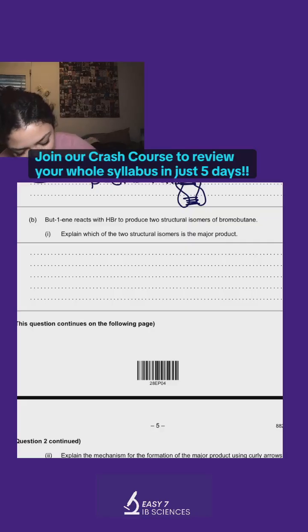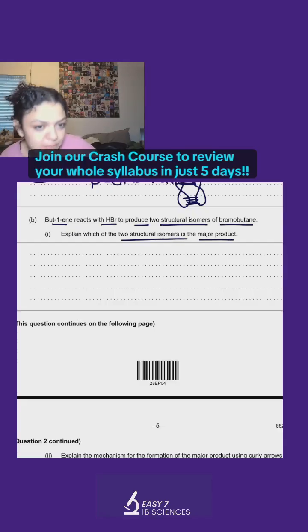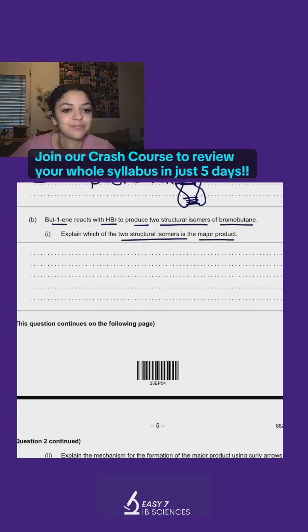Okay. But-1-ene reacts with HBr to produce two structural isomers of bromobutane. Explain which of those two structural isomers is the major product. Someone already answered it. Good. So careful.